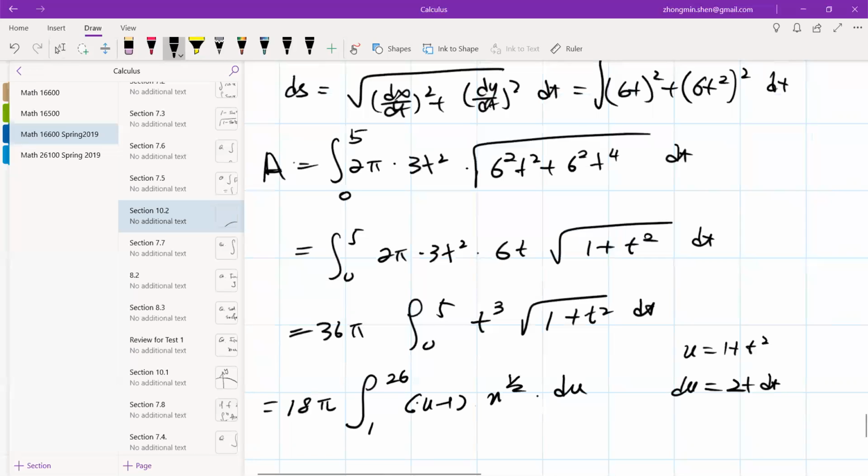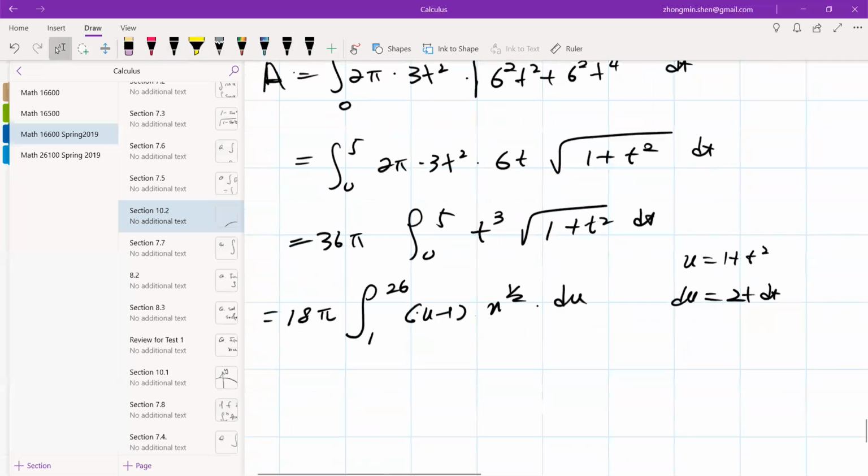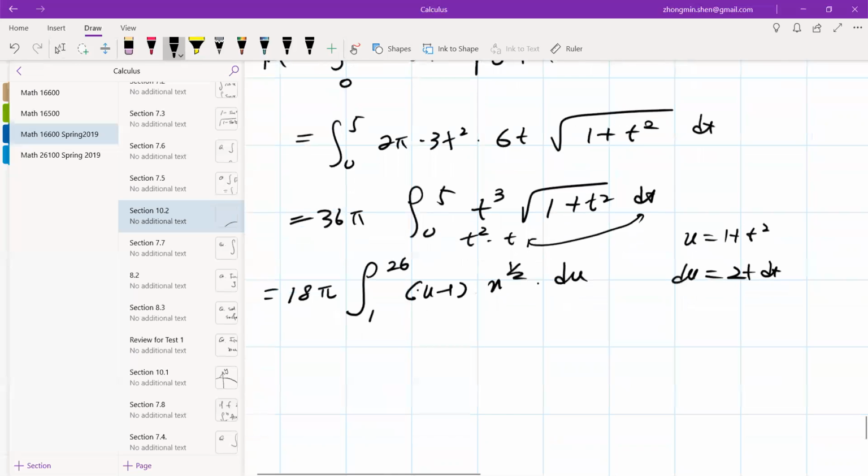Okay, so you can evaluate this integral quickly. Then you find the antiderivative. This t cubed is going to be t squared and the t, right? This t goes with dt. Half of 2t dt. t squared is going to be u minus 1. Then you find the antiderivative of this. It's going to be u to the 3/2 minus u to the 1/2. That'll be 2/5 u to the 5/2 minus 2/3 u to the 3/2.